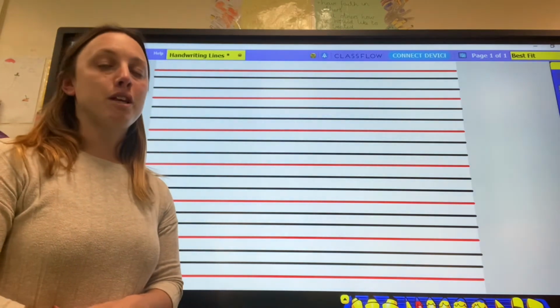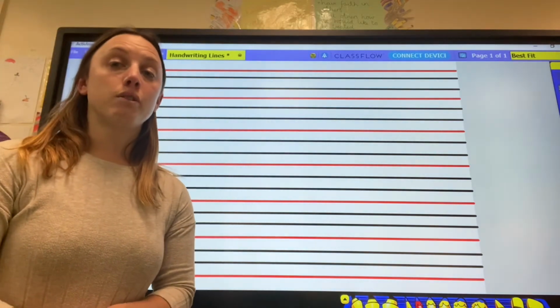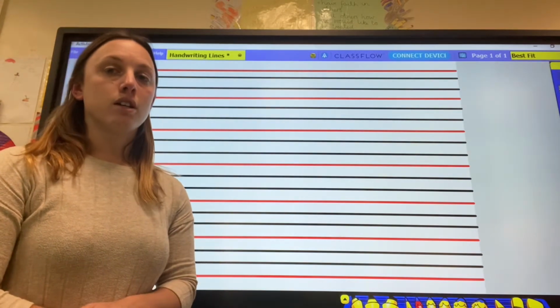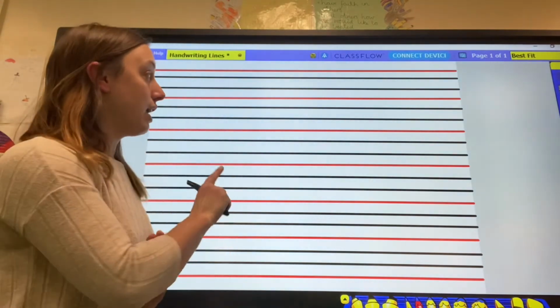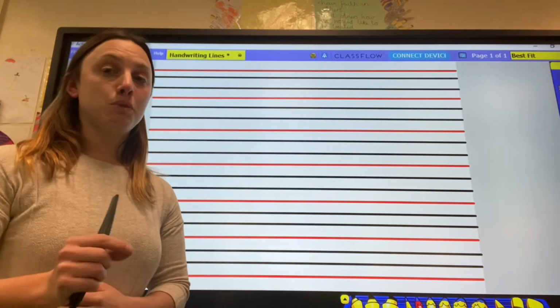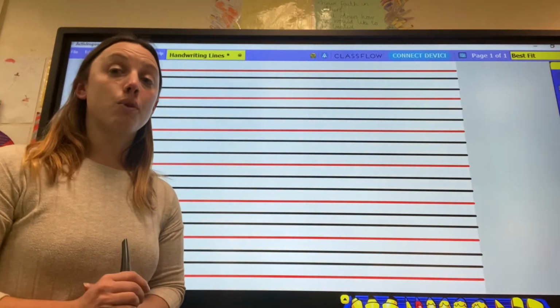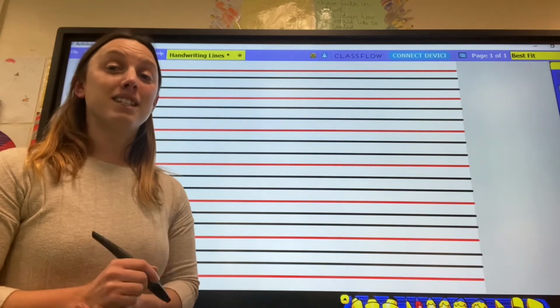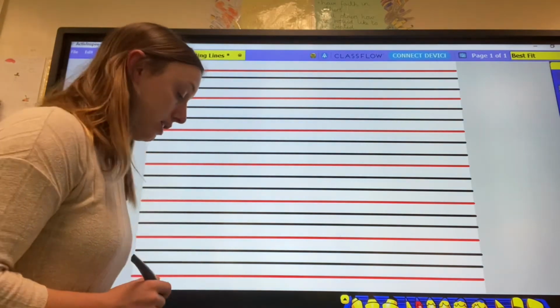I know a few people sometimes struggle with knowing what shape the capital letter looks like. So I'm going to go through them today, and on our handwriting lines, we're going to show them all as tall letters. Next to each capital letter, I'm also going to write the lowercase letter so that you can see the difference in size.